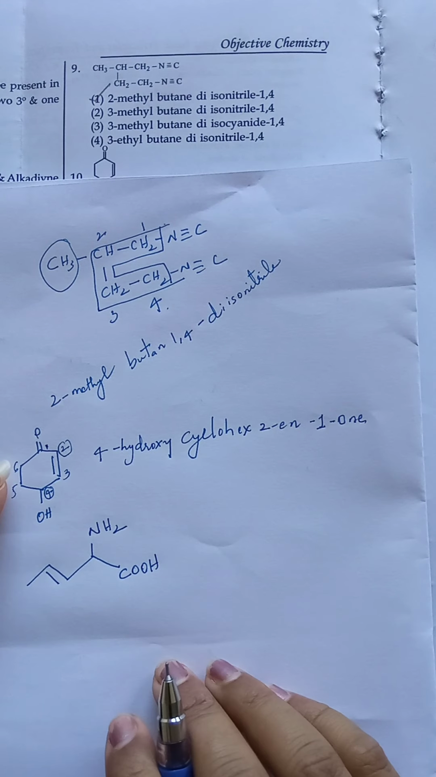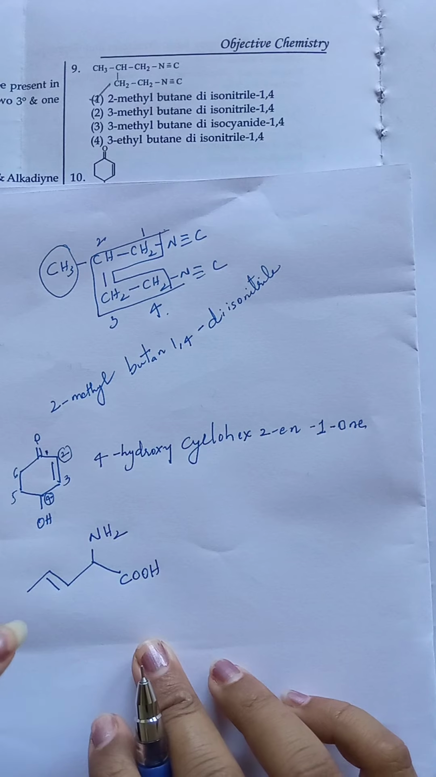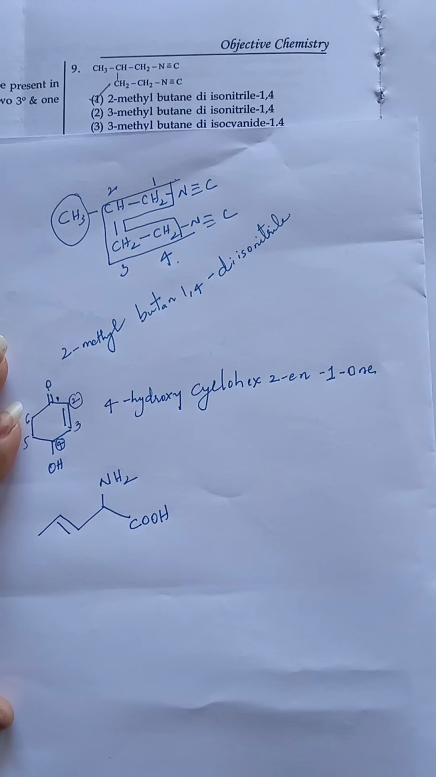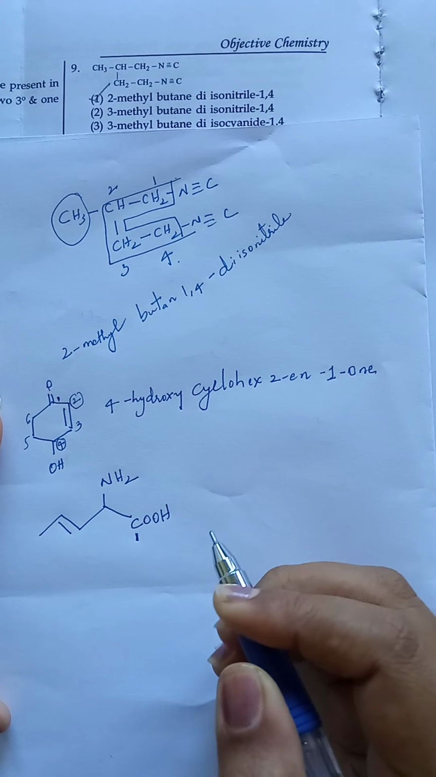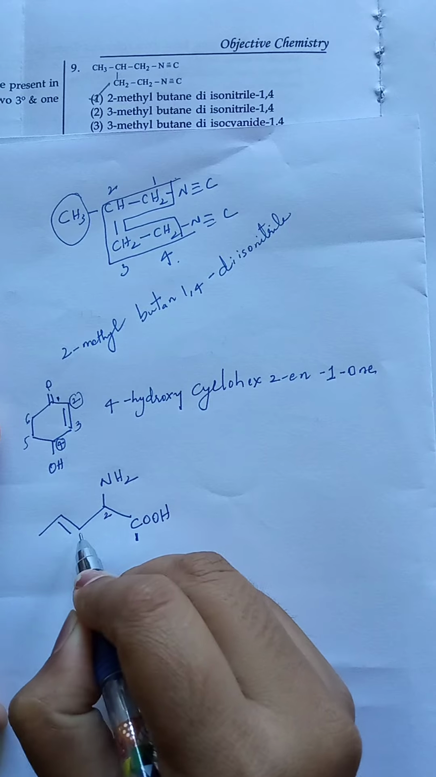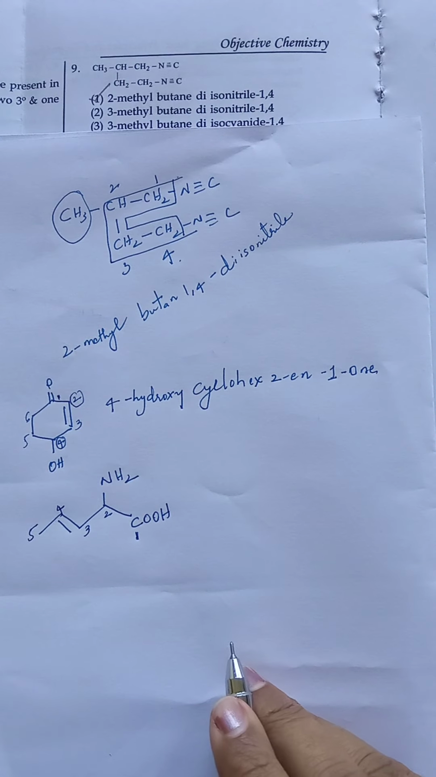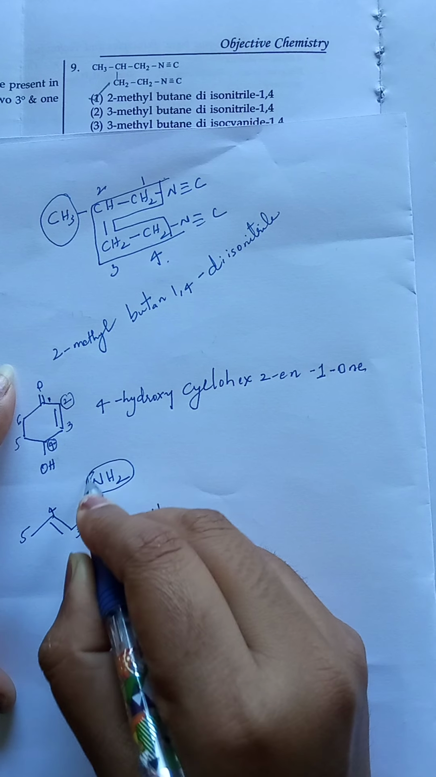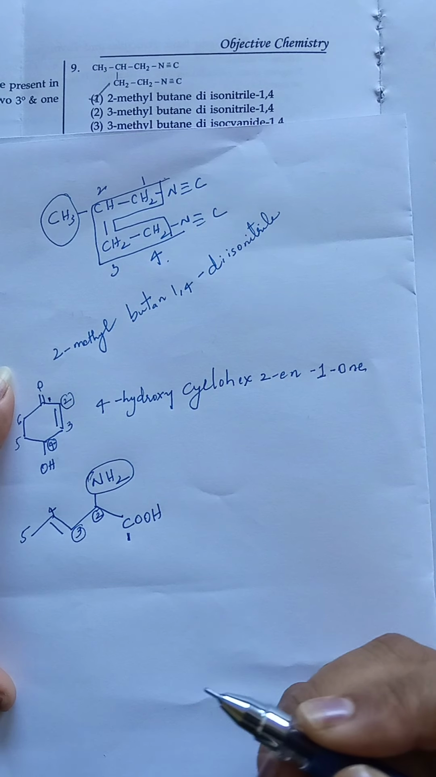Understand? First we have to give the numbering for the parent chain. This is the functional group carbon. It will get the first position. And this is second, third, fourth, fifth. On the parent chain, totally 5 carbons are there. At the second position a substituent is present, that is the amino substituent. At the third position a double bond is present.